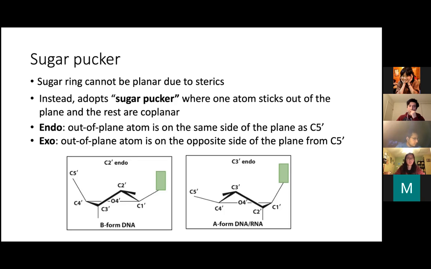If you were to have a C2 prime endo sugar pucker, that would mean that all of the atoms in the sugar ring except C2 prime are within the same plane, but the C2 prime is out of that plane, and it's also on the same side of the plane as C5 prime. With C3 prime endo, it's pretty much the same thing, except with C3 prime instead of C2 prime.